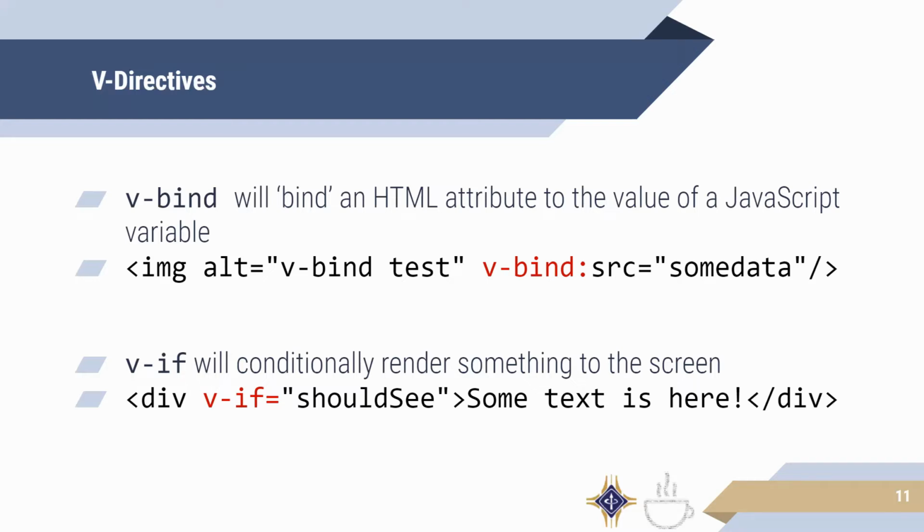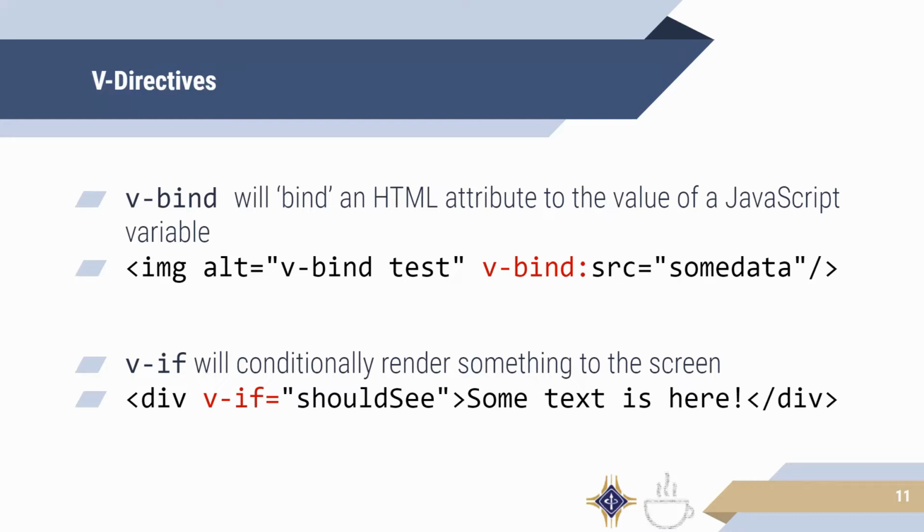The next one is v-if. That will choose whether or not to render something to the screen. So you do v-if equals, and then the name of a variable in quotes. If that variable is true, that element will be displayed. If it is false, it'll be removed from the page. So in this case, if shouldSee was true, the user would see "some text is here".